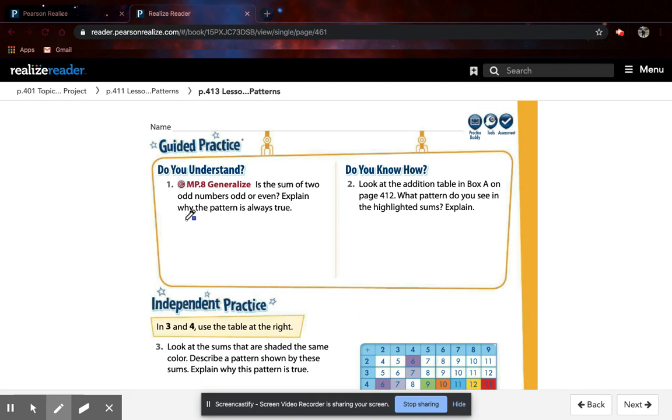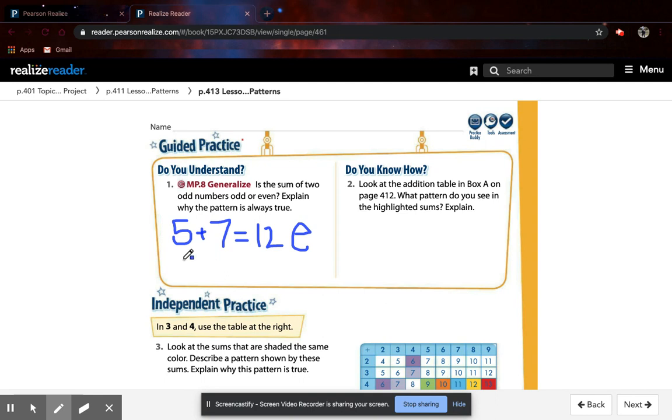So if I were to add 5 plus 7, I did this one before already, the same addition equation, what would I get as my answer? Hopefully you said 12. And is 12 even or is it odd? Okay, 12 is even. I'm going to put an E there.